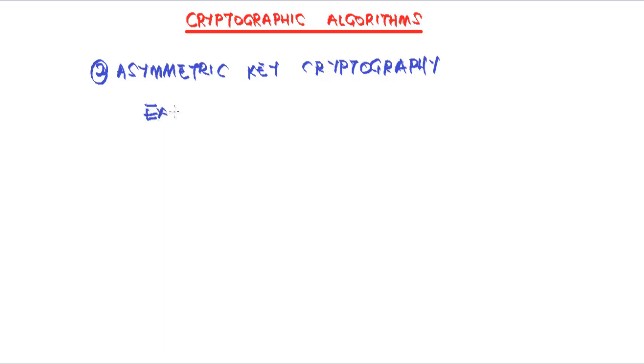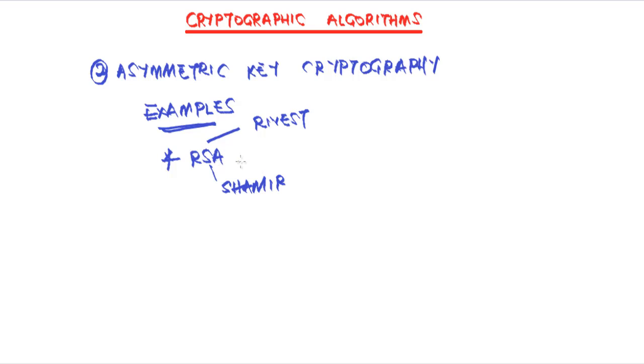Now some examples of asymmetric key algorithms that we could have include RSA. Now RSA just stands for the people that created it: Rivest, Shamir, and Adleman. So RSA is used for key exchange, digital certificates, and message encryption.